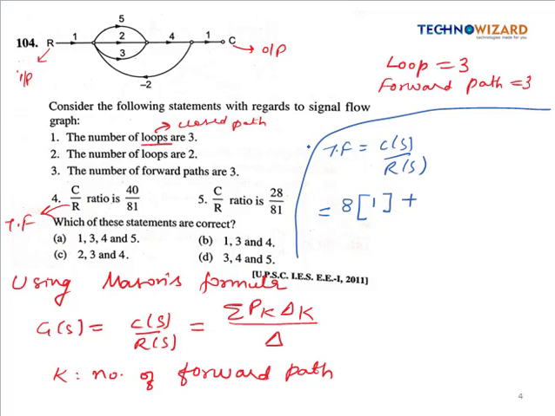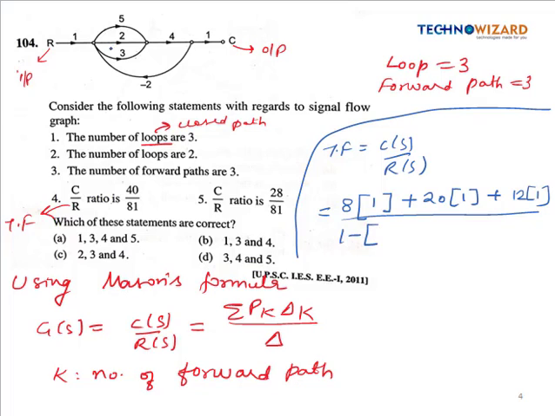Next forward path: this forward path gain is 5 into 4, which is 20. This is also touching all the loops, so this will be plus 1. Next is this forward path, whose gain is 12, and this is also touching all the loops. Now this is divided by 1 minus the sum of all the loop gains.